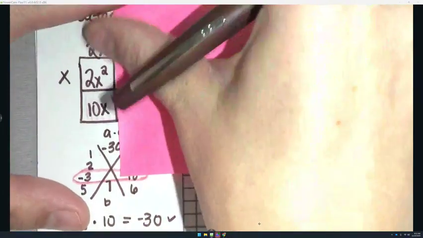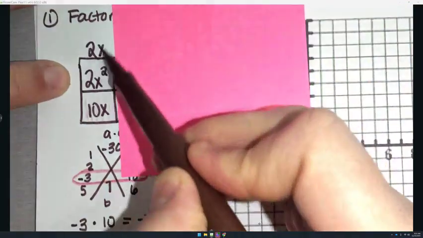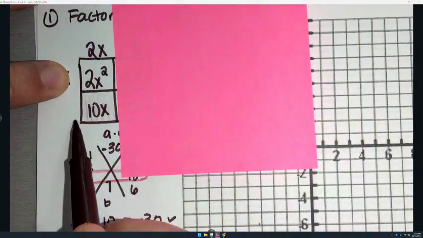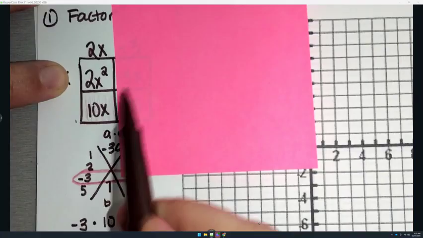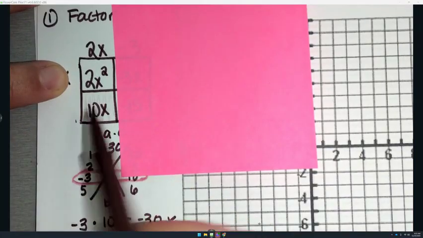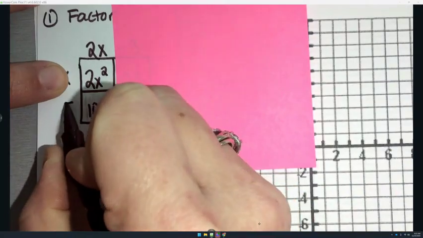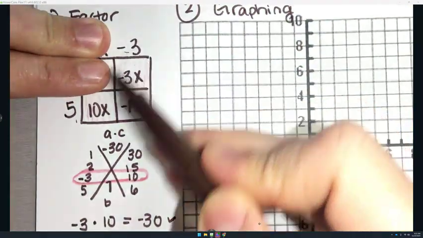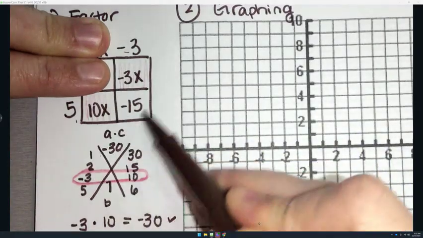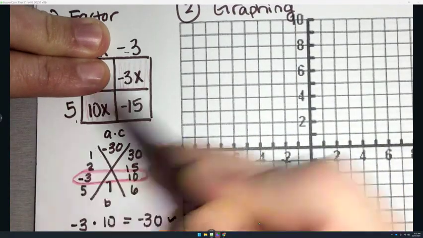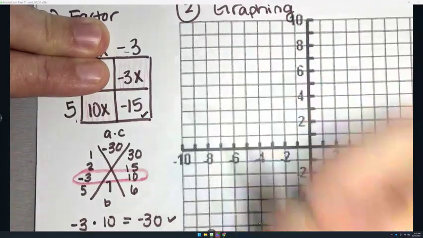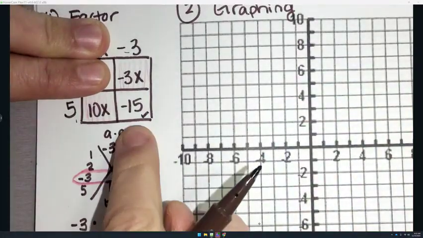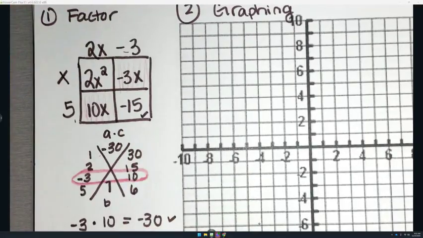All right, and now we're going to look at this right here. The top of this box times the side of this one is supposed to give us 10x. So 2x times what gives you 10x? A 5. And then you can double check and make sure. So this number times this number is supposed to give us this box. 5 times a negative 3 does give us a negative 15. So that helps us know that we have done it correctly.